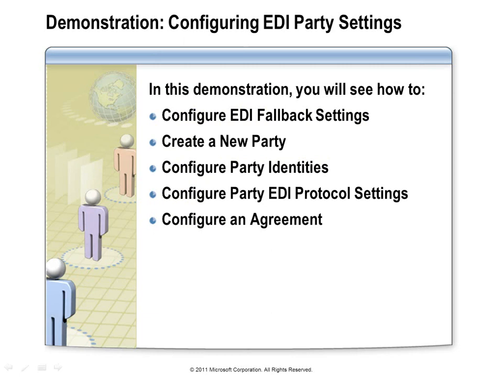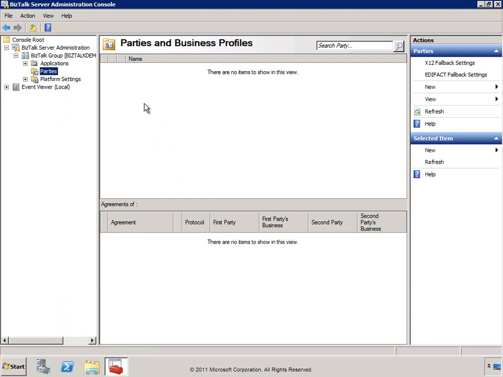In this demonstration, we'll take a look at configuring the default or the fallback settings. We'll create a party and some identities, set up the EDI protocols, and also configure an agreement between parties. This demonstration will be looking at creating parties for use with EDI and configuring EDI settings.